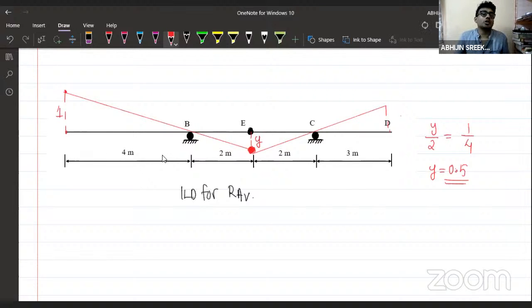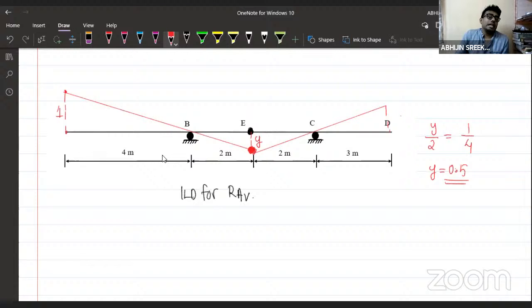Is it clear? How many of you got the correct answer here? How many of you have drawn this correctly? ILD for reaction at A. This is how the ILD for reaction A will look. Perfect. Very good, Kasturi. This is the ILD value.